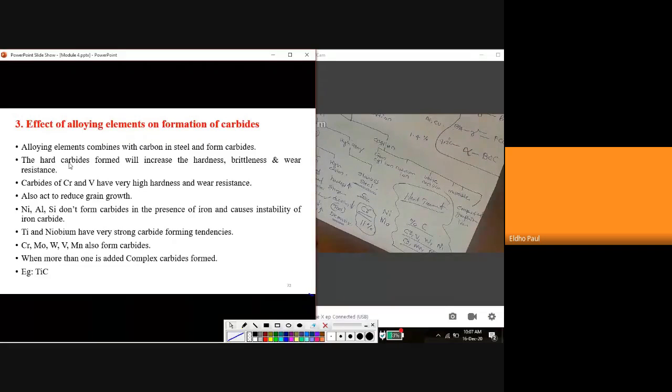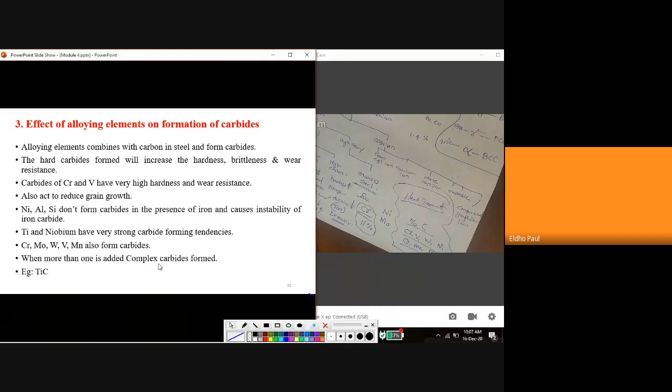Nickel, aluminium and silicon do not form carbides, and in the presence of iron they cause instability of the iron carbide. So we are not using nickel, aluminium and silicon to develop carbides in the iron. But titanium and niobium are alloy elements with a very strong carbide formation tendency. Chromium, molybdenum, tungsten, vanadium, manganese, etc. also form carbides. And when we add more than one type of these alloy elements, complex carbides may form. Thereby, we can enhance or alter the properties of the material.